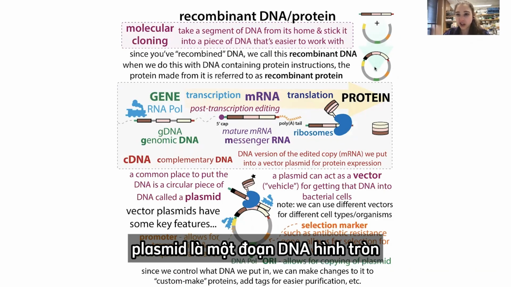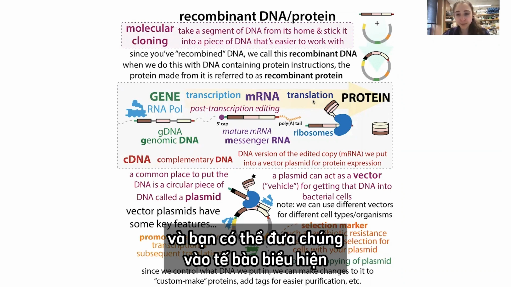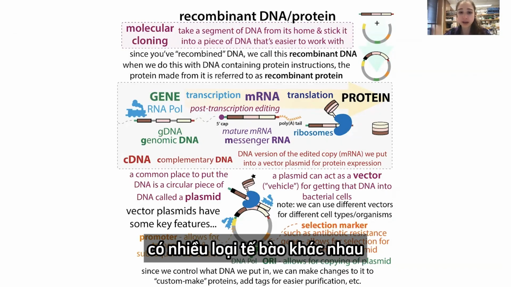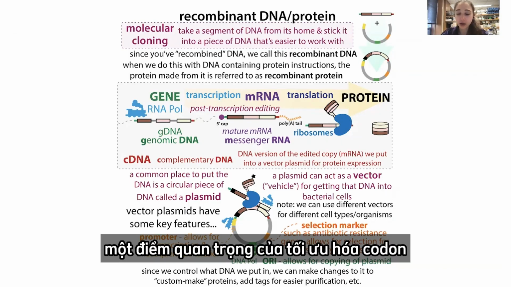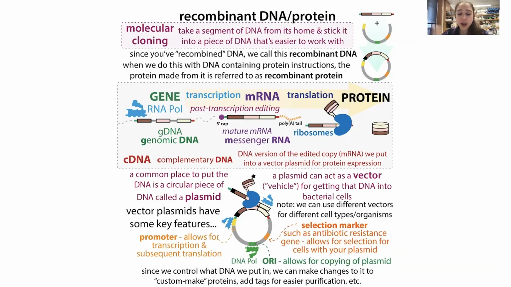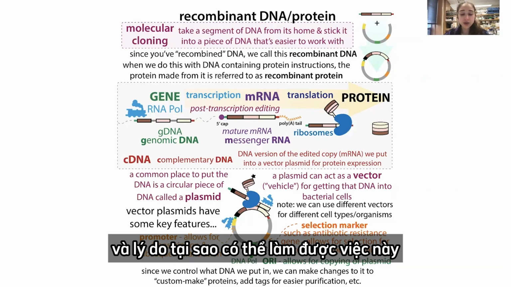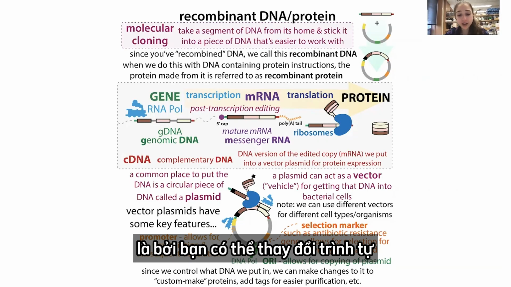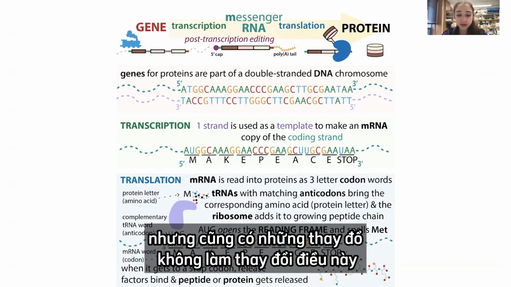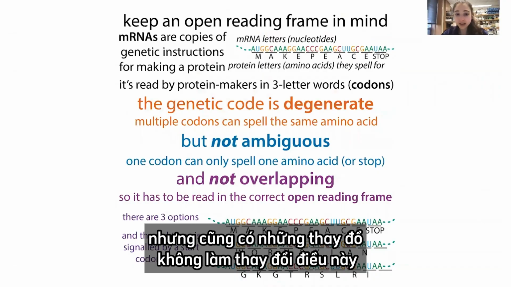A plasmid is just a circular piece of DNA, and then you can stick those into expression cells, like bacteria or insect cells or mammalian cells. There are different cell types, which is a key thing about codon optimization: you can optimize the sequence for the cell type. The reason you can do this is that there are changes you can make to the sequence that would change the actual protein sequence, but there are also changes that wouldn't.